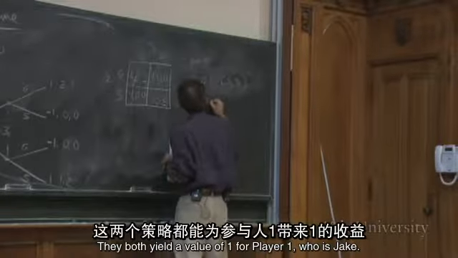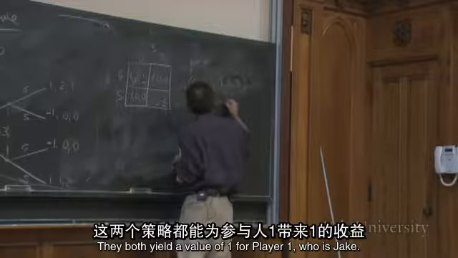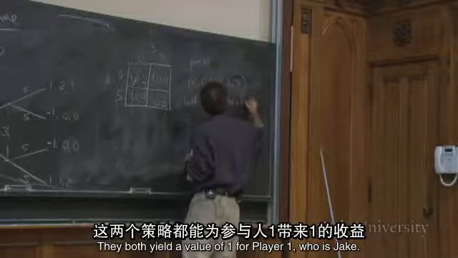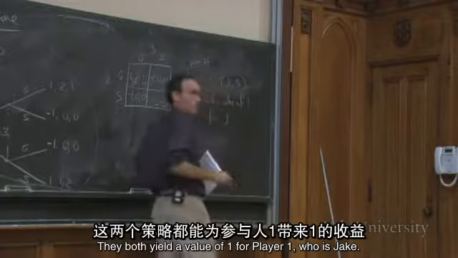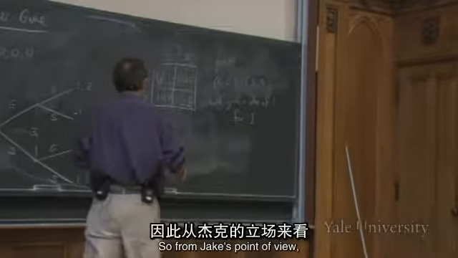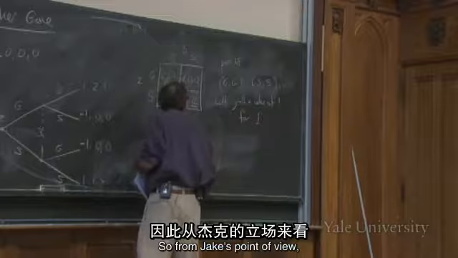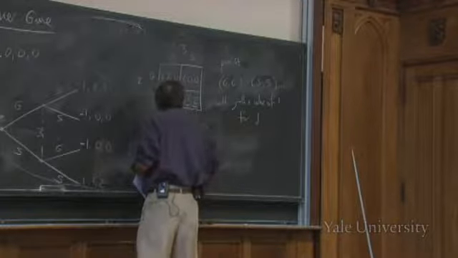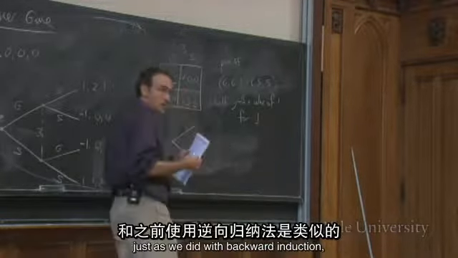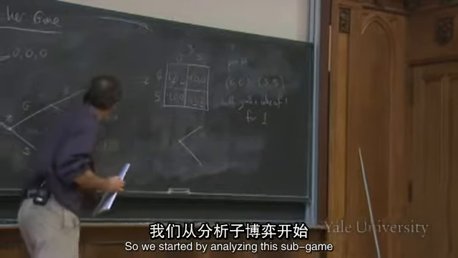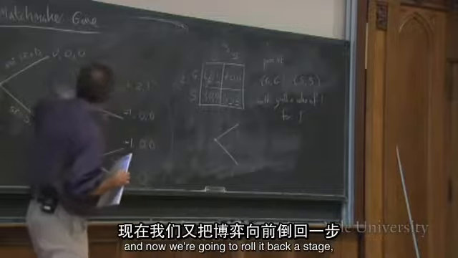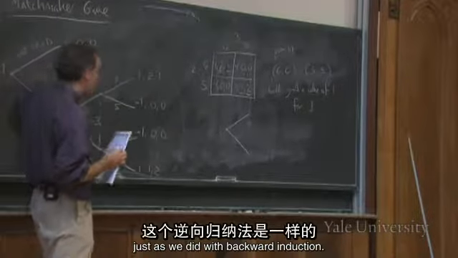Both yield a value, let's call it a value of 1, for player 1, who's Jake. All right? So from Jake's point of view, going back a stage, and what we're going to do now, just a bit with backward induction, we're going to roll the game back. So we started by analyzing this subgame, and now we're going to roll back a stage, just as we did with backward induction.